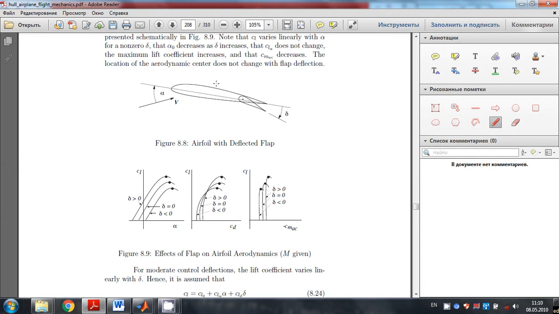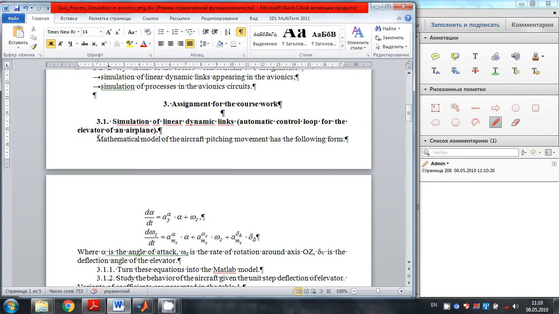So the elevator is the part of airfoil which is used to control the pitch of aircraft. The deflection of this elevator leads to changes in the angle of attack of the airfoil. But this elevator airfoil is part of the larger system, which is the aircraft body itself, including wings, which create a major lift for the aircraft. So these are used just for the attitude control and pitching moment attitude control. So we use the formal approach. The formal model for the aircraft pitching moment has the following form.